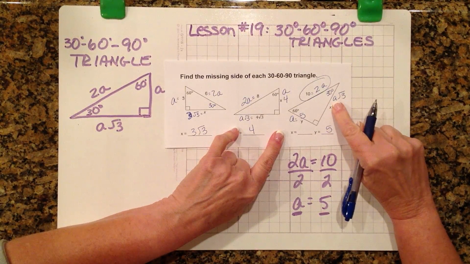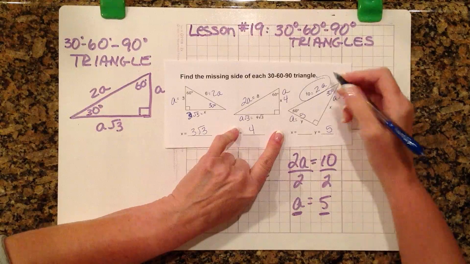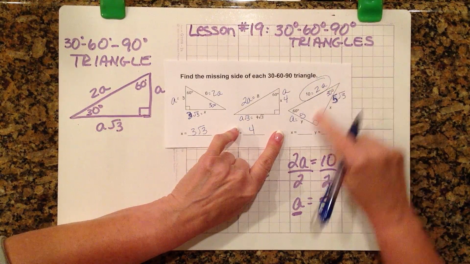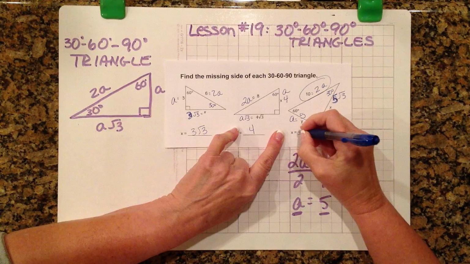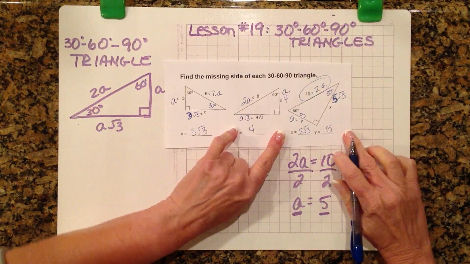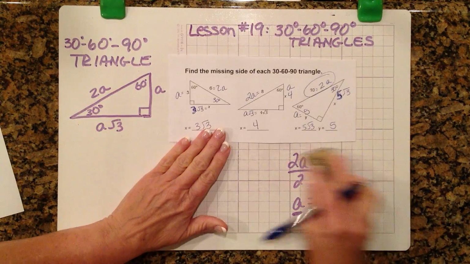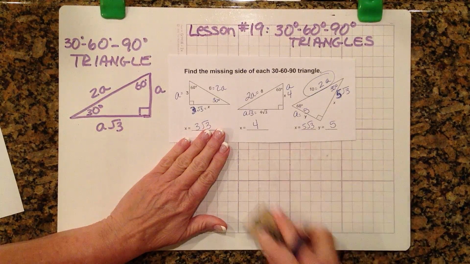See right here, it's A square root of 3. A is 5. I'm going to put a 5 here. And so this side, of the 30-degree side, is 5 square root of 3. There we go. There are more things to keep up with when you do a 30, 60, 90 triangle.